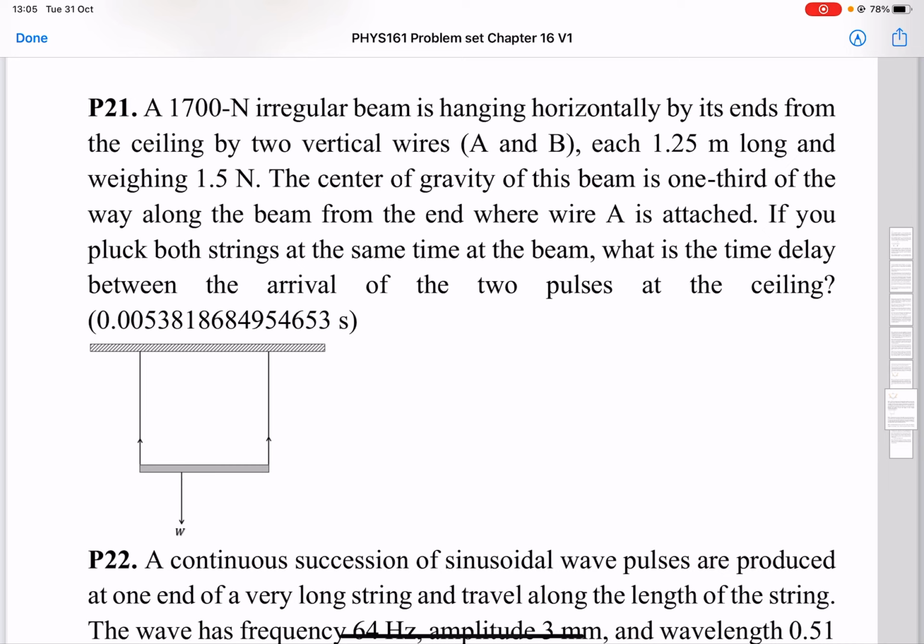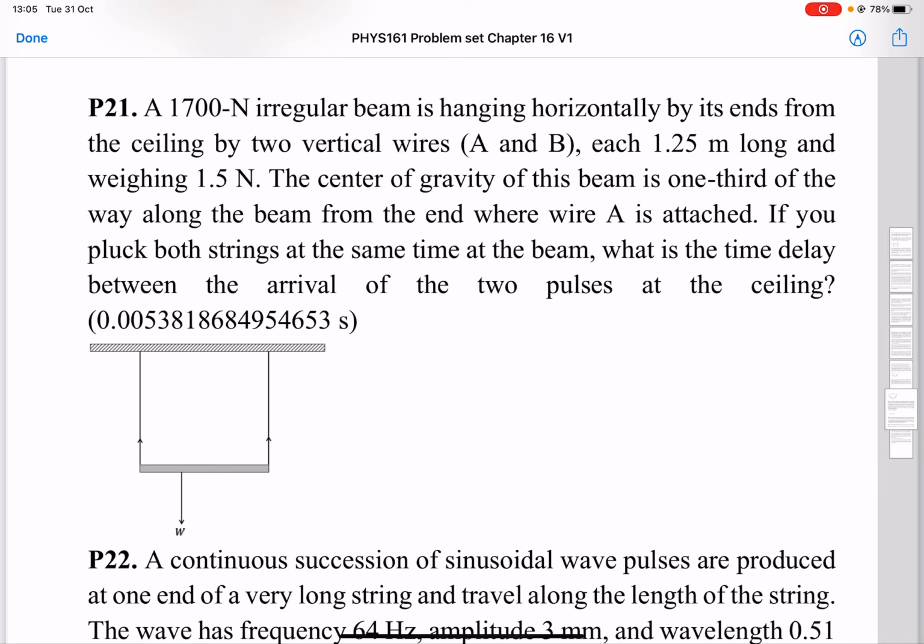The center of gravity of this beam is 1/3 of the way along the beam from the end where Y is. If you pluck both strings at the same time at the beam, what is the time delay between arrival of two pulses at the ceiling?